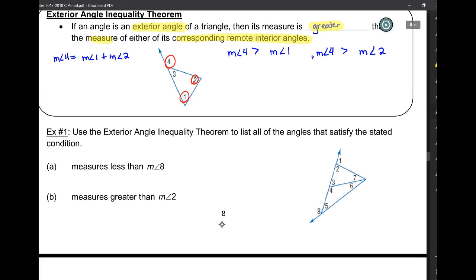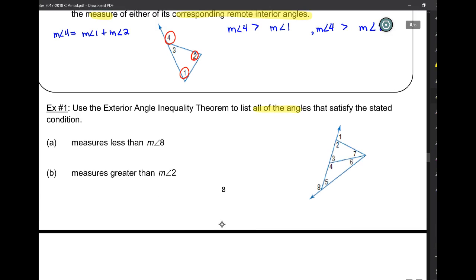So in the next example, what we want to do is use that exterior angle inequality theorem. And by the way, we don't do any theorems with inequalities, so that's why we're not going to have any proofs in this section or the next section. All we want to do is apply these theorems. All I want you to do is list all the angles that satisfy the stated condition. So all the angles that measure less than the measure of angle 8.